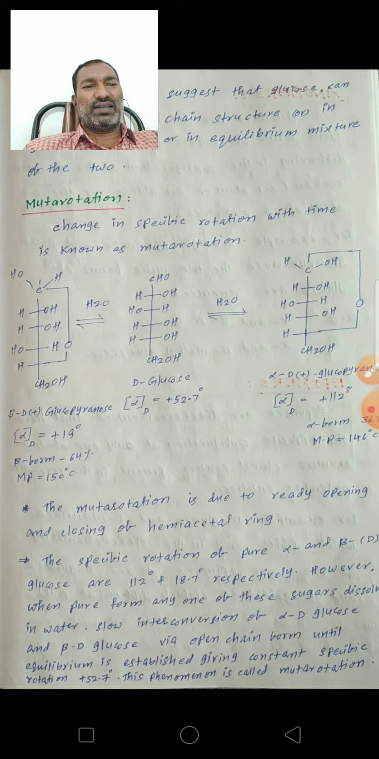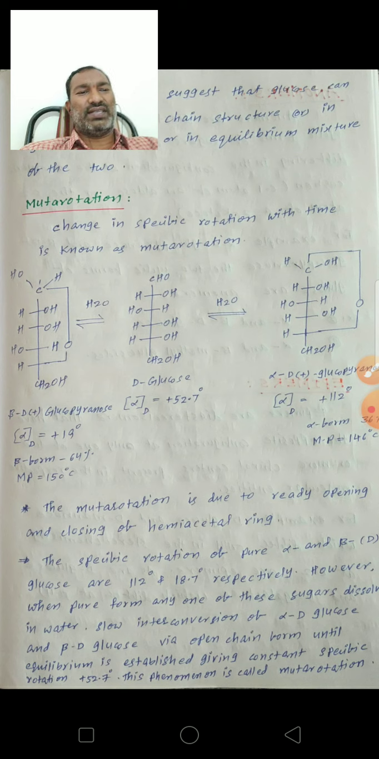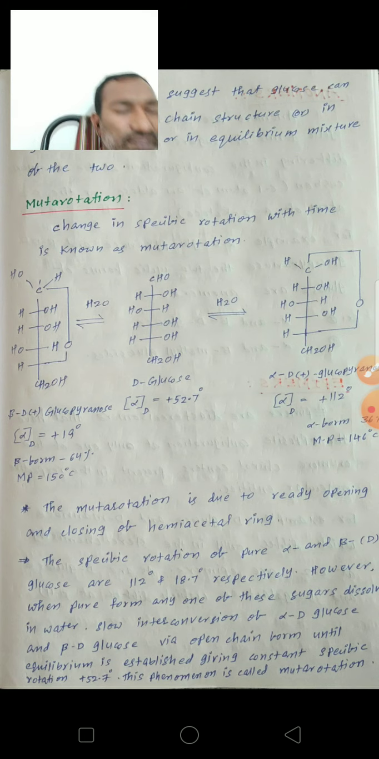The cyclic structure of glucose fails to explain some reactions. It does not react with sodium bisulfite. It cannot restore the color of Schiff's reagent. It does not react with ammonia. So it will exhibit mutarotation.